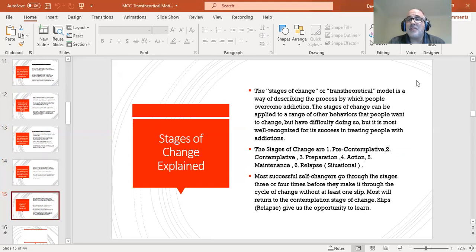The stages of change, or transtheoretical model, is a way of describing the process by which people can overcome addiction. The stages of change can be applied to a range of other behaviors that people want to change but have difficulty doing so, but it is the most recognized for its success in treating people with addiction. The stages of change are the pre-contemplative stage, the contemplative stage, the preparation stage, the action stage, the maintenance stage, and then relapse can be part of it. It's situational and can vary where it shows itself.